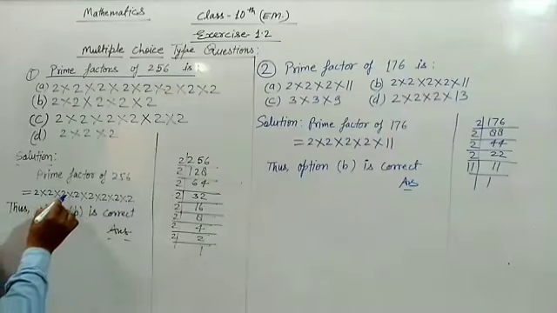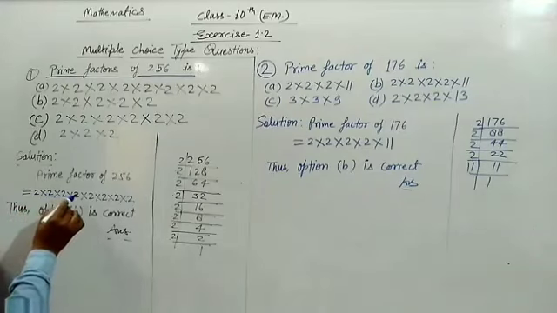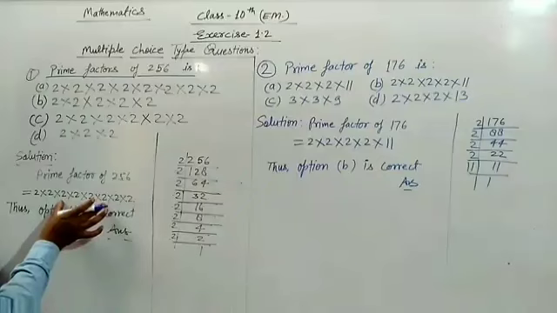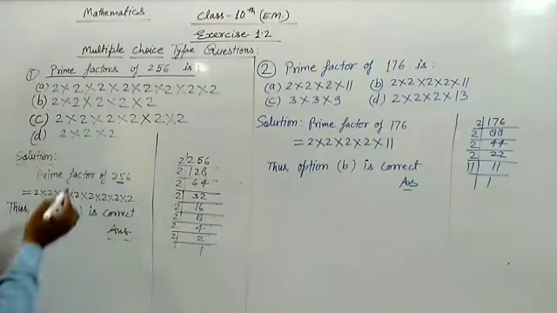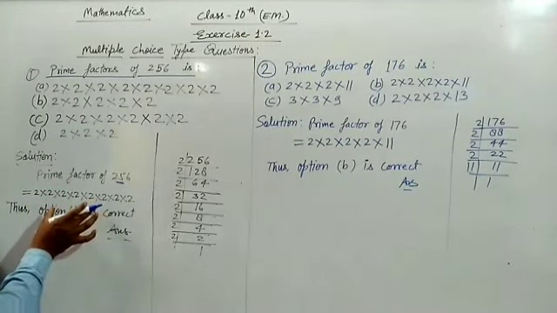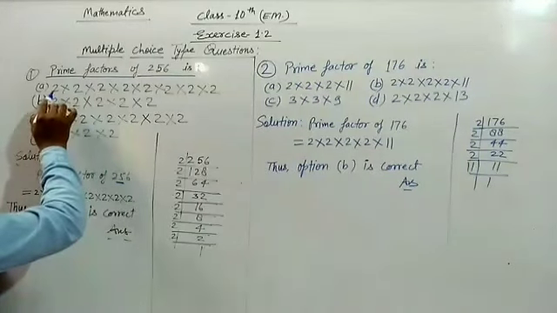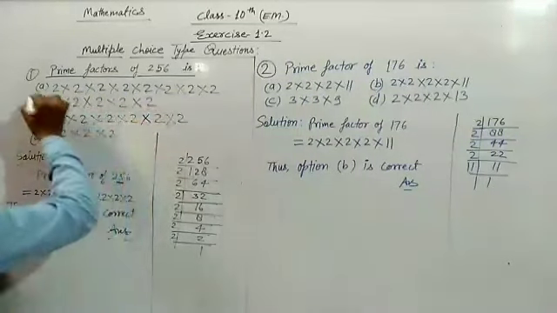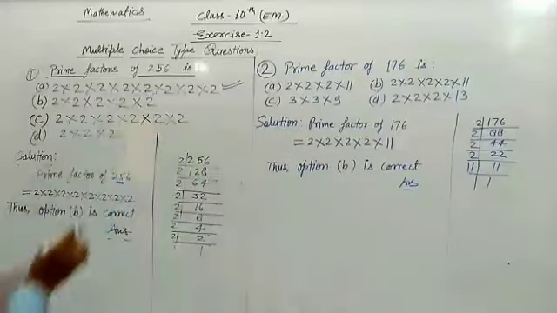2 into 2 into 2 into 2, we can write here 8 times: 1, 2, 3, 4, 5, 6, 7, 8. So this is the correct prime factorization of 256. Now we check our options for the one which has 2 multiplied by 8 times. This is the correct answer because here 2 is multiplied 8 times.